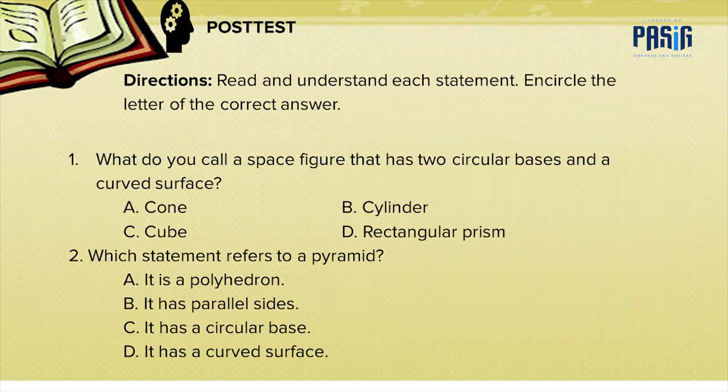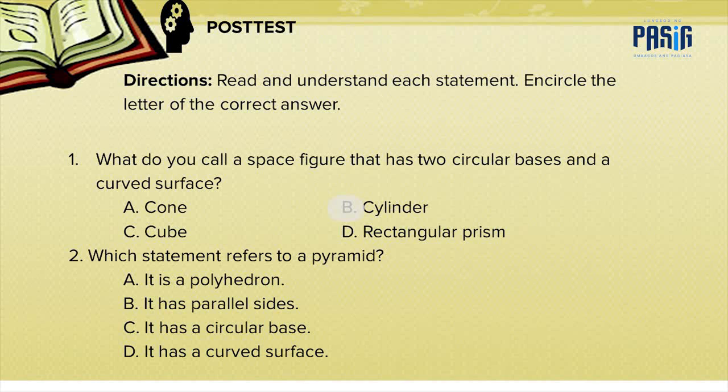Post test. Directions. Read and understand each statement. Circle the letter of the correct answer. 1. What do you call a space figure that has 2 circular bases and a curved surface? A. Cone. B. Cylinder. C. Cube. D. Rectangular prism. Correct answer is B. Cylinder.